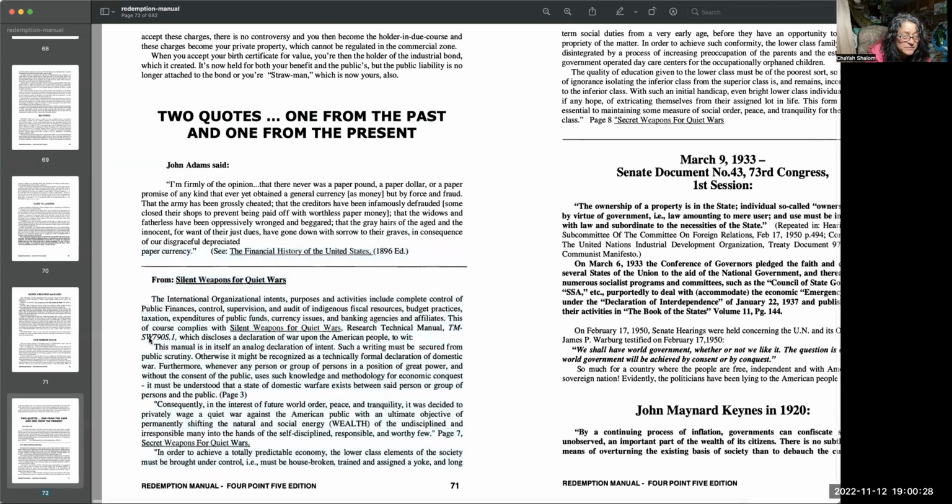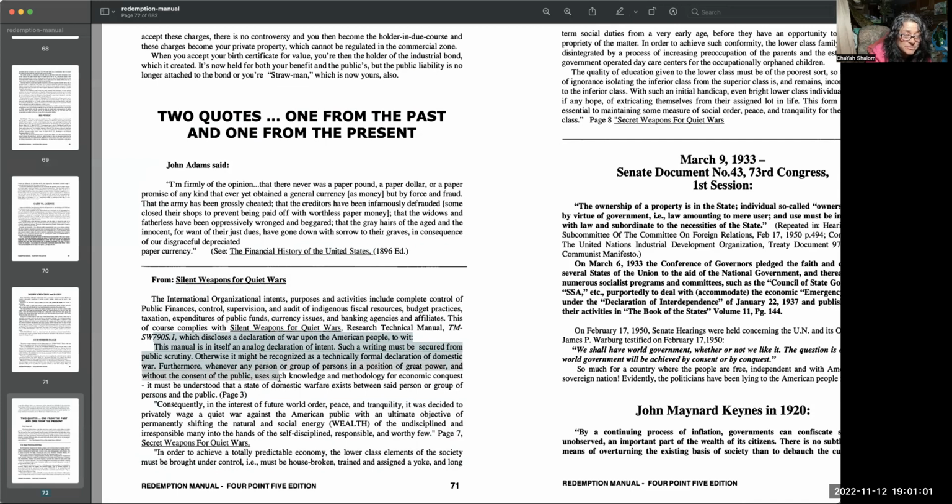TM-SW 7905.1, which discloses a declaration of war upon the American people. Yeah, to wit: this manual is in itself an analog declaration of intent. Such a writing must be secured from public scrutiny. Otherwise, it might be recognized as a technically formal declaration of domestic war.